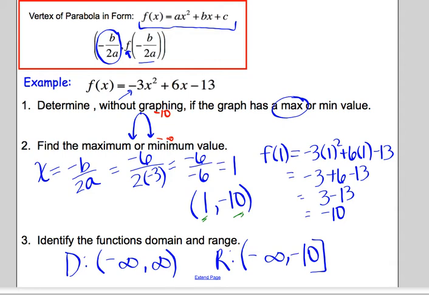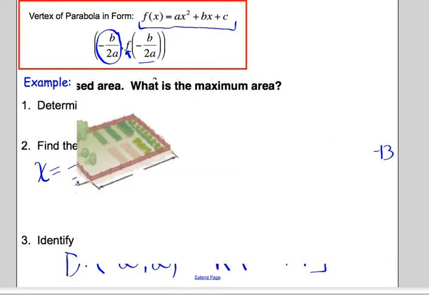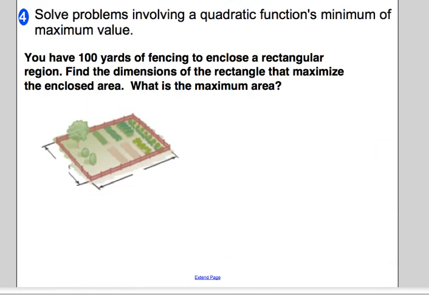All right. Moving on. We're going to solve quadratic function word problems with maximums and minimums. So go ahead, take a second and read this question. All right, so in this question, we have 100 yards of fencing. We're enclosing a rectangle, and we want to know the maximum area.